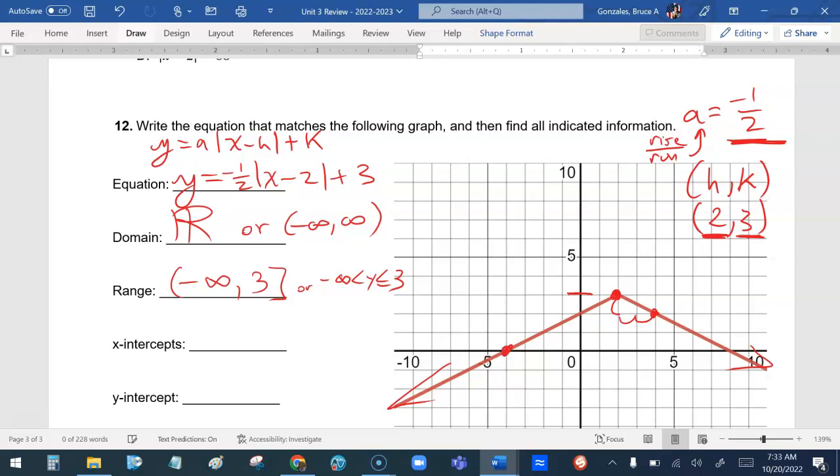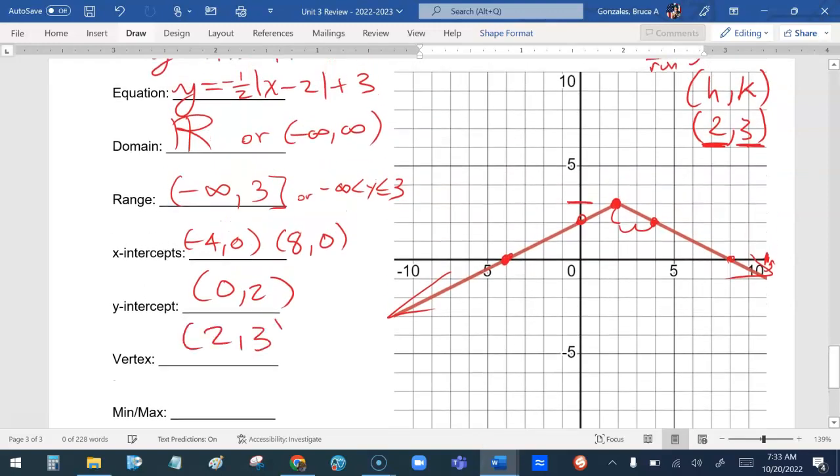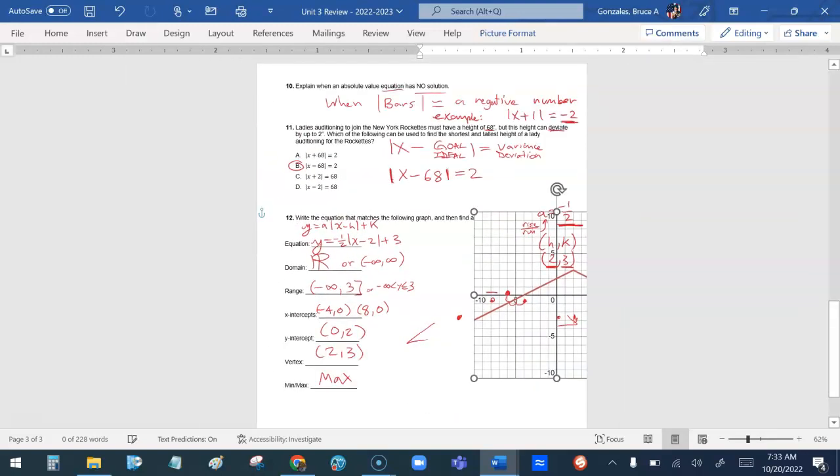x-intercepts. So I see an x-intercept right here at negative 4, 0. And over here at positive 7, 0. Positive 9. Hold up. Positive 8, I should say. All right, so it's 8, 0. I guess 10 is supposed to be right here, because 10 does not go here. Anyways, the y-intercept right here is at 0, 2. My vertex we already got is 2, 3, and that's at the top of a hill, which is a maximum. Cool?